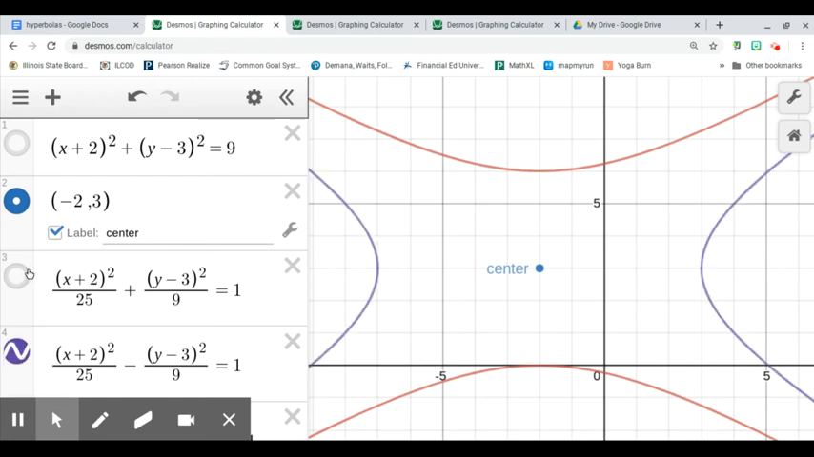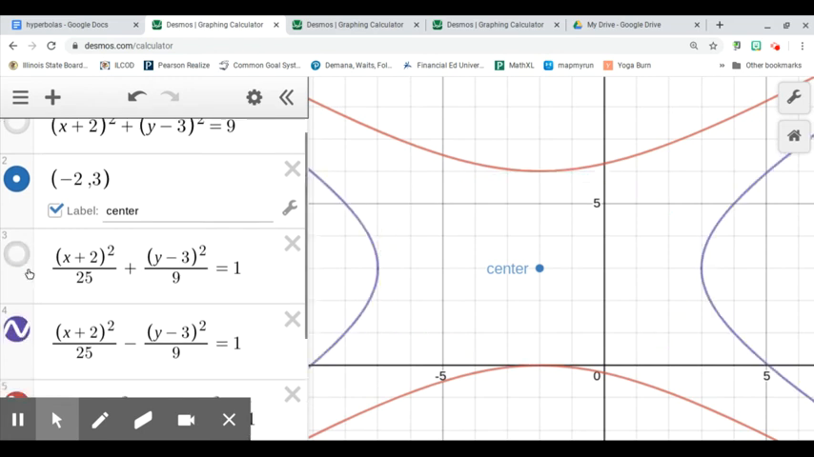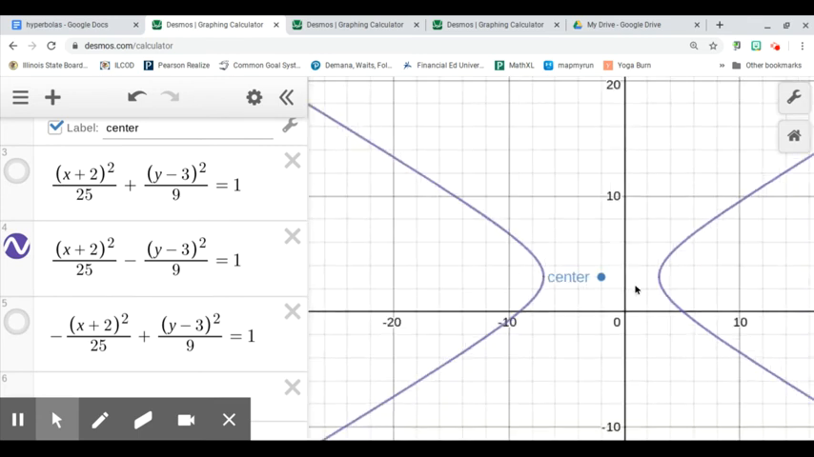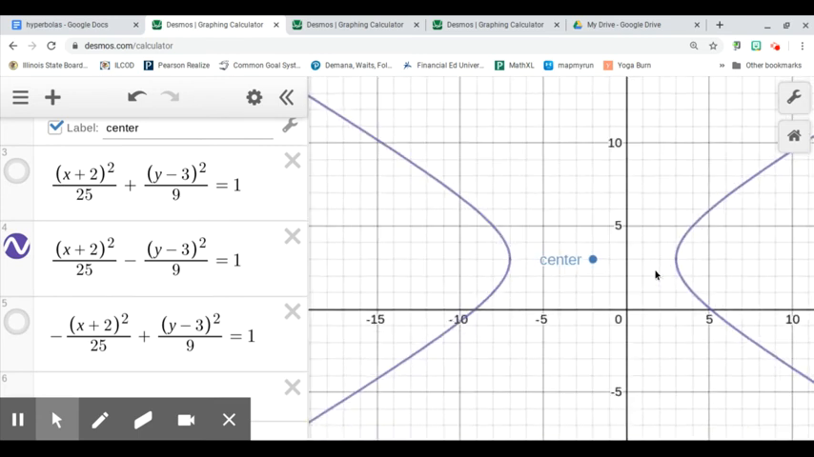If I turn that one off and bring up my hyperbola that's opening to the left and to the right, this one is going to have a transverse axis of 10. So the square root of 25 was 5. From the center, I went to the right 5 and I went to the left 5. The length of the transverse axis is going to be 2 times 5, or 10. It's just the length of the distance from vertex to vertex crossing through the center point.